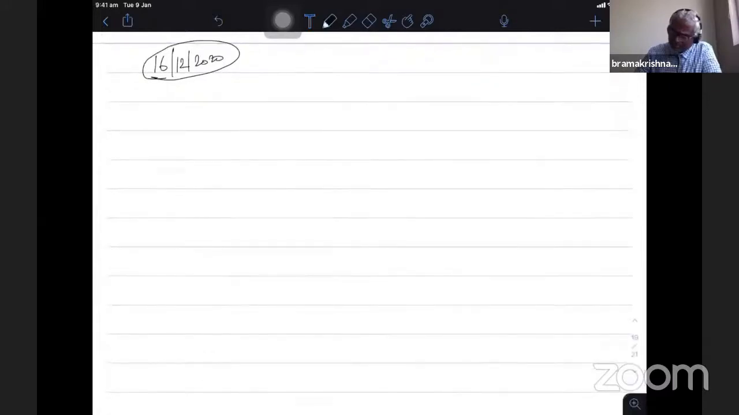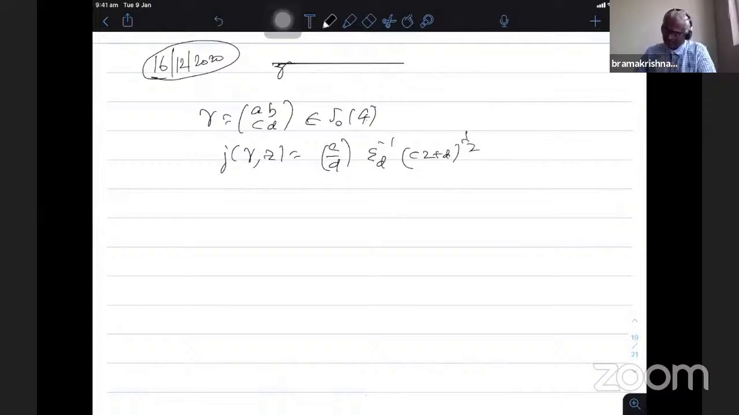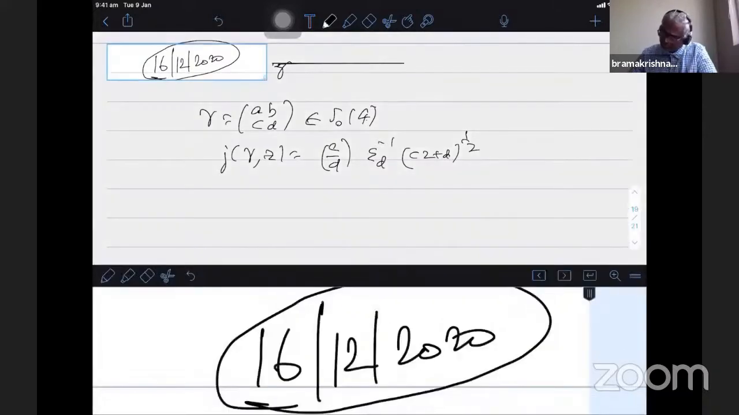Okay, so we start with gamma, which is (a b; c d), in gamma 0(4). I'll just recall the automorphic factor which we defined. J of gamma, z is the generalized quadratic residue symbol, epsilon d to the power minus half, epsilon d to the power minus 1, times (cz plus d) to the power half. Epsilon d squared is plus or minus 1.